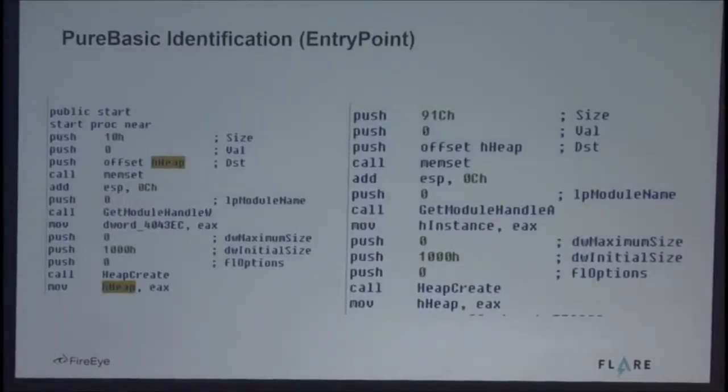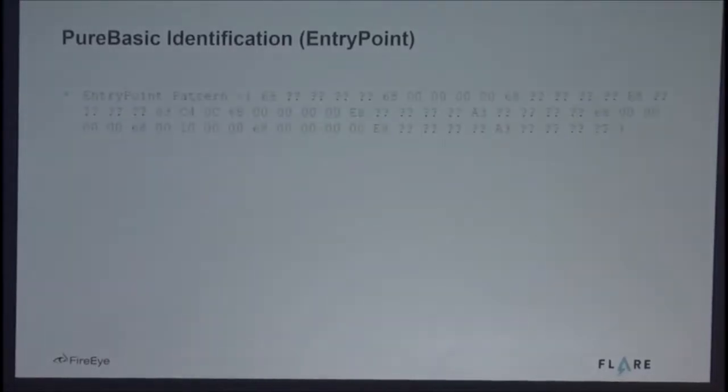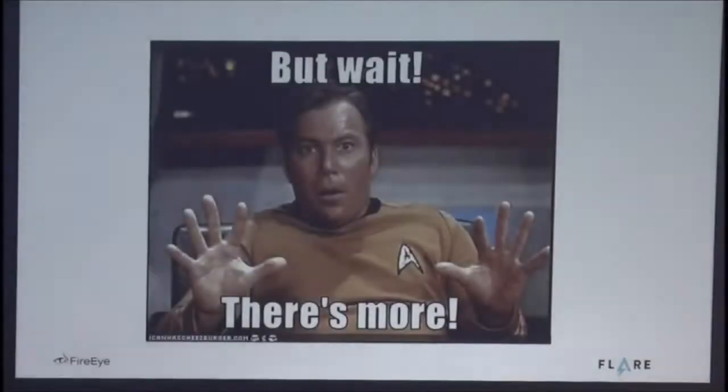If you wanted to look for Pure Basic, this is an example of 2 different entry points from 2 different samples. You can see that they're the same as far as the functions they call, memset, get module handle, heap create, the same number of arguments. Some things would be different, such as the sizes and locations to global variables, which you can mask out. I'm not going to explain this pattern, but I've got some question marks for those masked out areas. Okay.